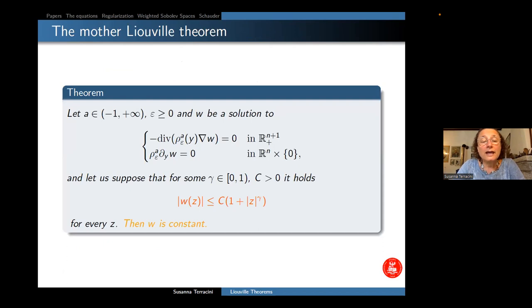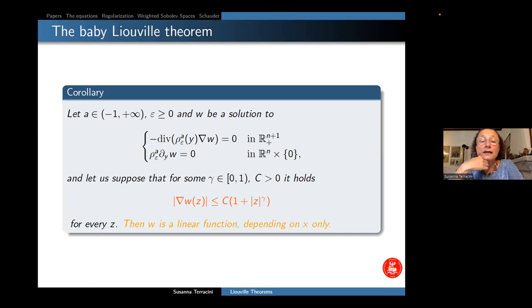Okay, let me just say two words about the Liouville theorems that we are using. The first one is the following. If we have a solution of this equation which grows less than linearly at infinity, then it is constant. And if its gradient grows less than linear at infinity, then W is a linear function plus a constant depending only on the variable x.